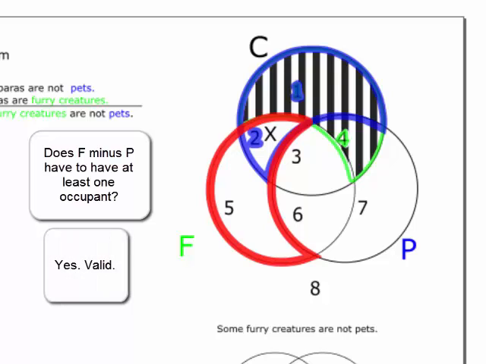Notice that the X is not exactly in the place we would put it if we were diagramming the conclusion, because we would put it on the line. That doesn't matter. All we need to check is that there's something inside the region somewhere. It's being completely inside region 2 satisfies that requirement. It means there's a furry creature that's not a pet. We also have more specific information, that there's at least one that's also a capybara. But again, that doesn't matter. If there were an X in region 5, that would satisfy the requirement as well. In any case, the argument is valid.